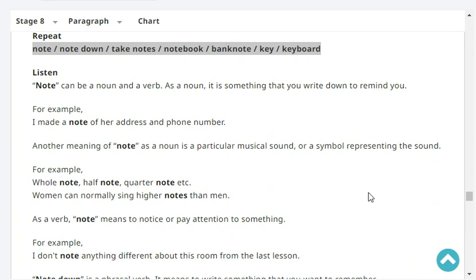Very good. Okay, listen. The word note can be a noun and a verb. As a noun, it is something that you write down to remind you. For example, I made a note of her address and phone number. Another meaning of note as a noun is a particular musical sound or a symbol representing the sound. For example, there are whole note, half note, and quarter note. Women can normally sing higher notes than men.